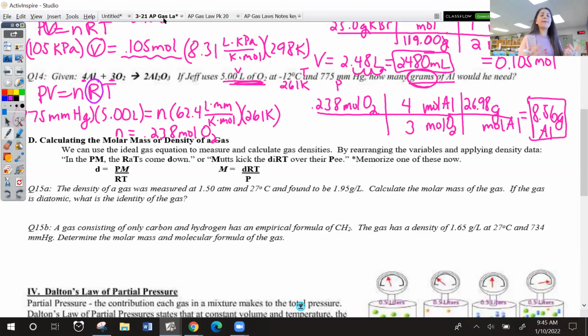Okay, but one of the popular ways is calculating molar mass using density, okay? Sometimes they're going to ask you for the density of the gas. That's more rare. Usually they're going to say, can you calculate the molar mass if we give you the density, okay?